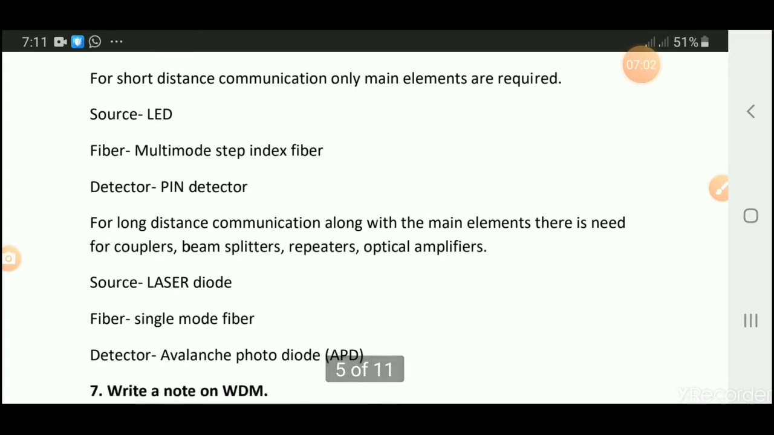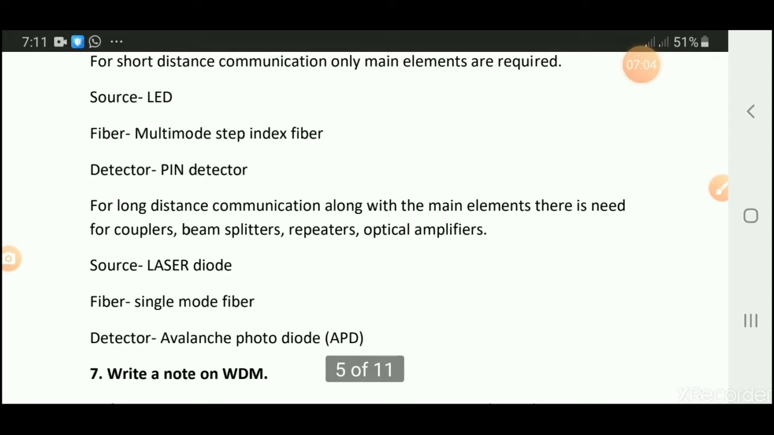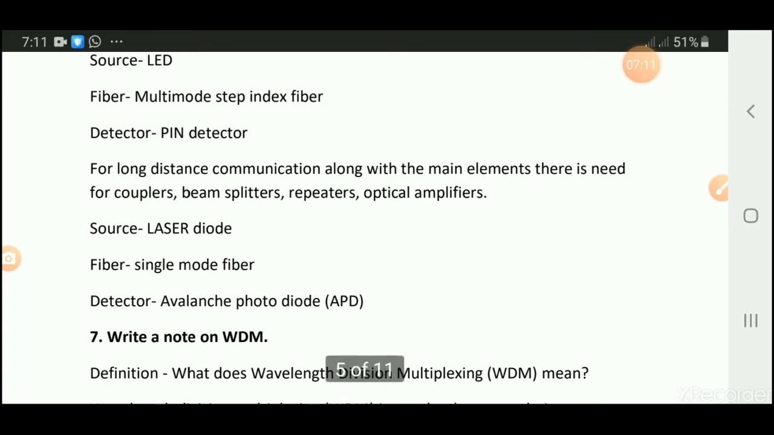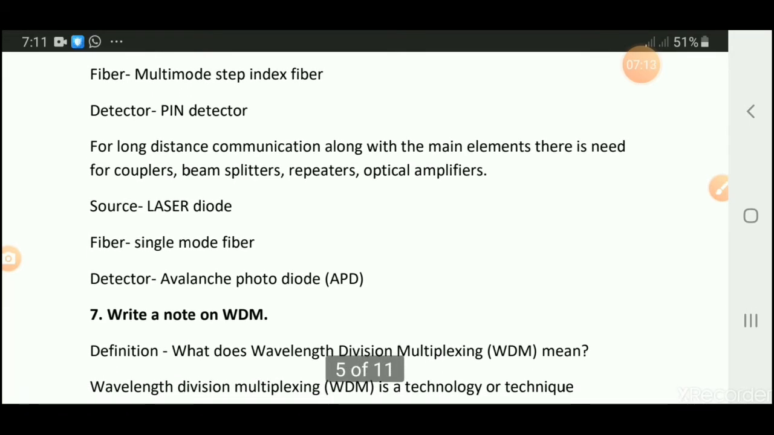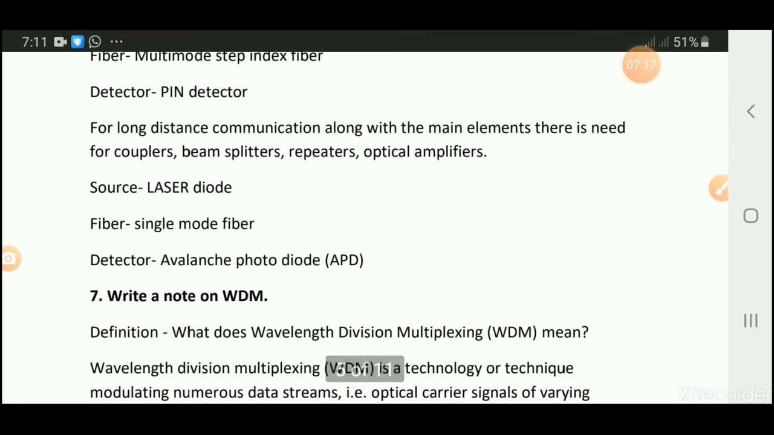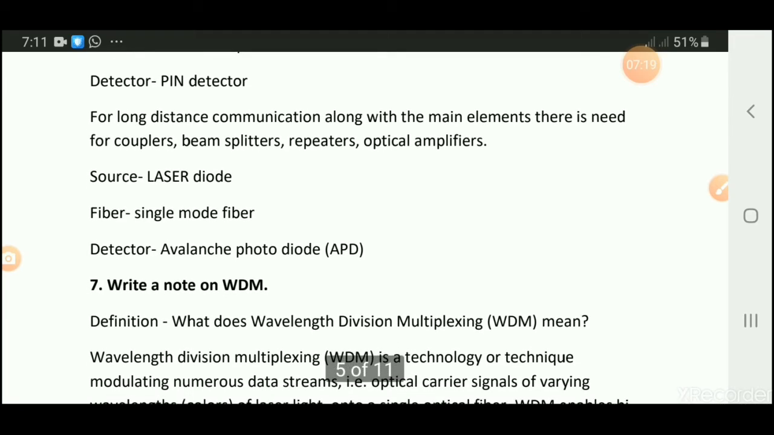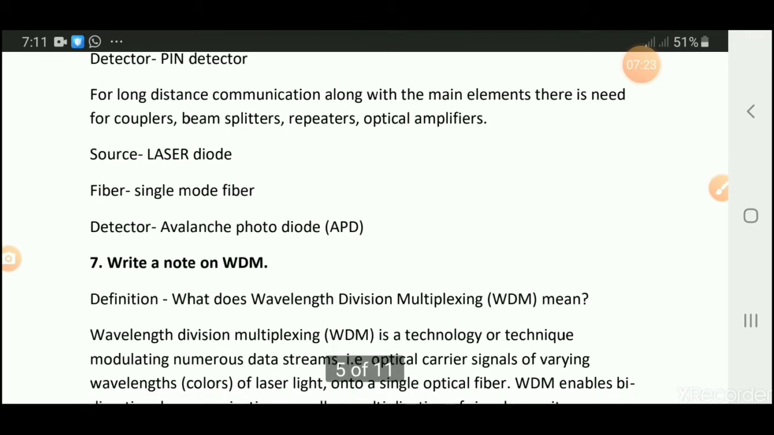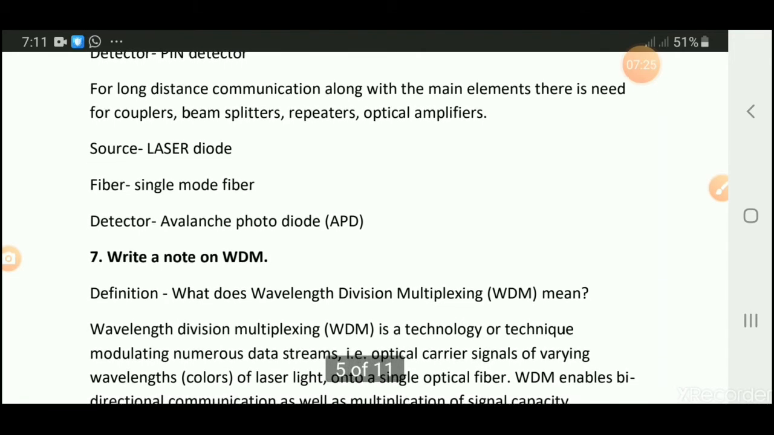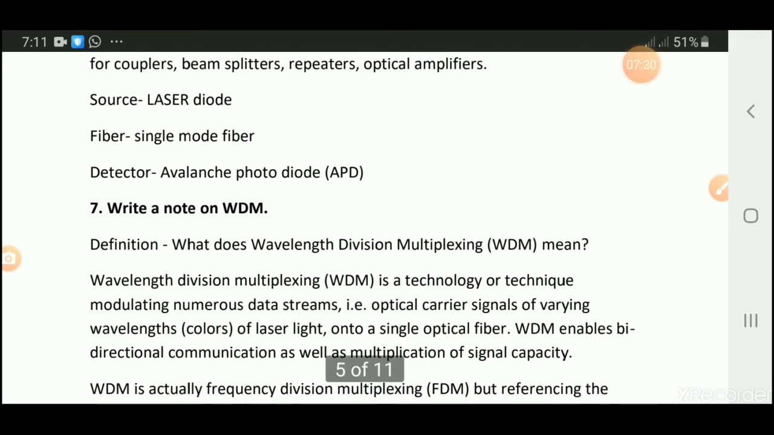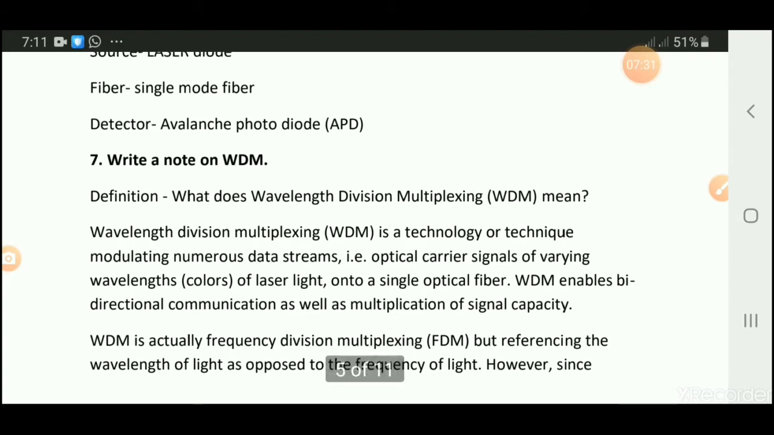For short distance communication, only main elements are required: source, LED; fiber, multimode step index fiber; detector, PIN detector. For long distance communication, along with main elements, there is need for couplers, beam splitters, repeaters and optical amplifiers. Source: laser diode; fiber: single mode fiber; detector: avalanche photodiode, APD.